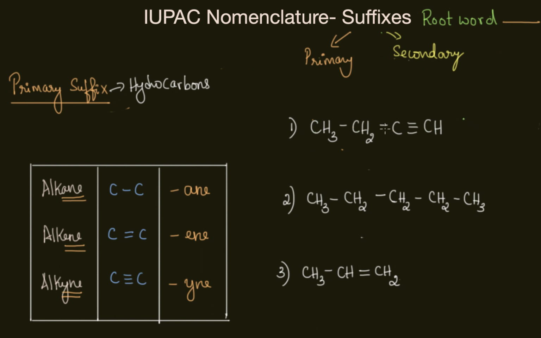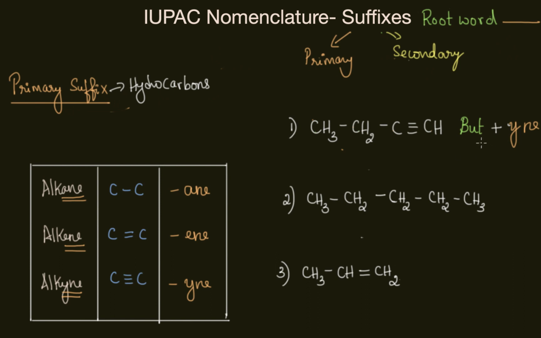So the root word used for the 4 carbon atom is but. So we have but plus. Now what is the suffix used here? In order to understand the suffix, we have to check for the number of bonds present between the carbon. If all are carbon-carbon single bond, then it is ane. If there is at least one double bond present, then it is ene. If there is at least one triple bond present, then it is yne. You can clearly see over here that there is a carbon-carbon triple bond present, and therefore the primary suffix we have to use is yne.